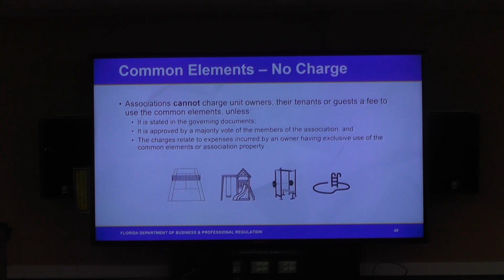Common elements, no charge. The association cannot charge unit owners, their tenants, or guests a fee to use the common elements unless it is stated in the governing documents, it is approved by a majority vote of the members of the association, and the charge relates to expenses incurred by an owner having exclusive use of the common elements or association property, like using the clubhouse for your own personal party. Like I said earlier, you have to lease that if you have the clubhouse for the party. Yes, and then the association can make some money. Some associations have bingo in their clubhouse.